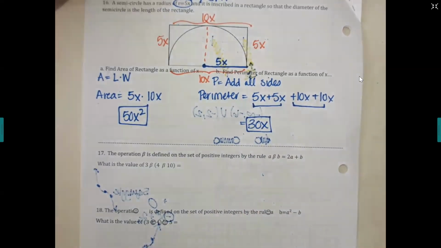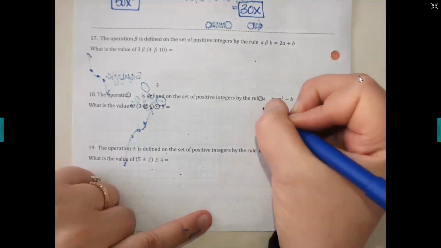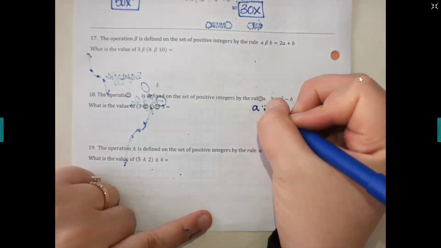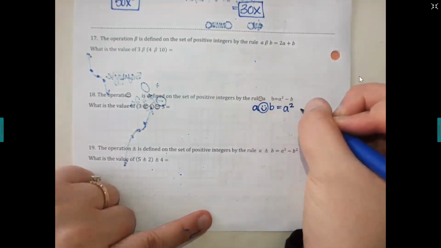Okay, last question. Let's do number 18. And the smiley face kind of got moved, but here's what the question says on the CIA. It gives you a random little shape. It's not a smiley face, but then it comes up with an operation for the smiley face. So here's what it says. A smiley face B equals A squared minus B.